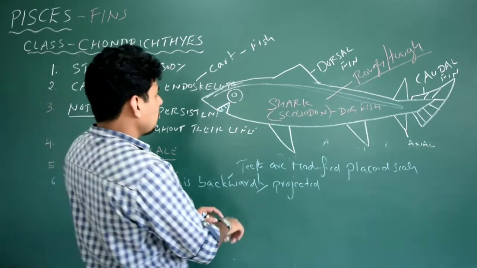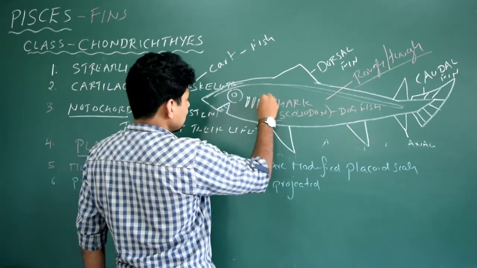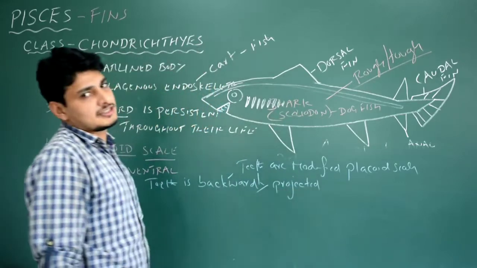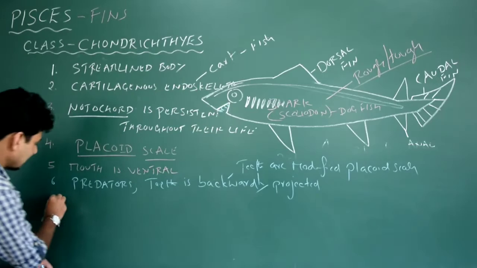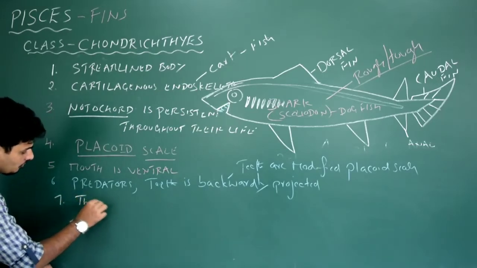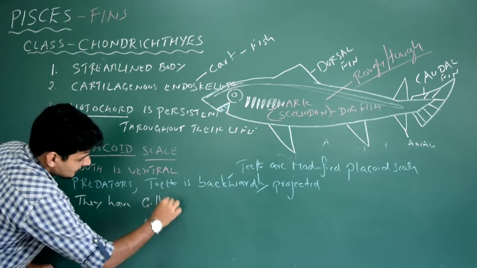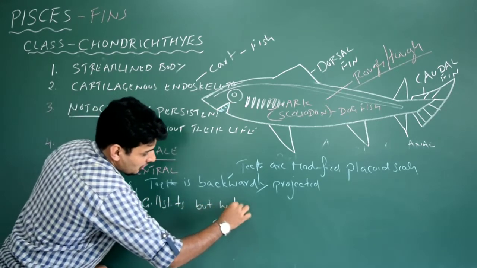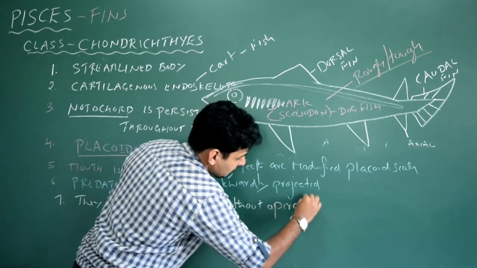Okay. We'll talk about its gill slits. See, these are actually the gills. You see the gills? Yes. So they have more than 6 pairs of gill slits. So here we'll write they have gill slits but without operculum. This is the point you need to remember.